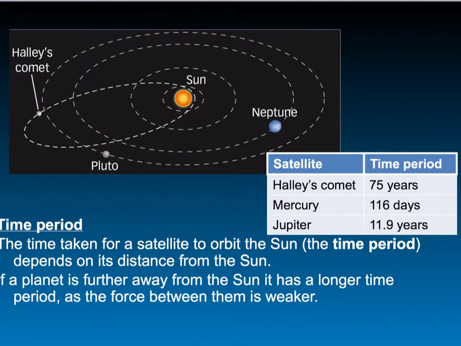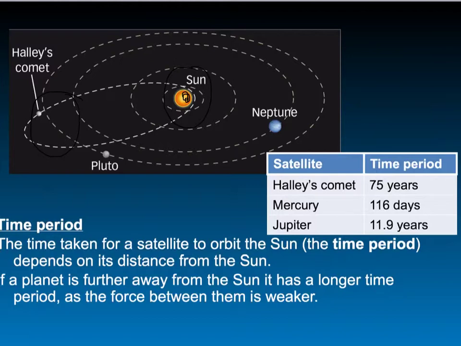Now, when the comet comes in close to the Sun, it will move a lot faster than it does when it's out here. Now that's because the gravitational force of attraction is much stronger when it is closer to the Sun. Okay? And we can relate that to planets as well.